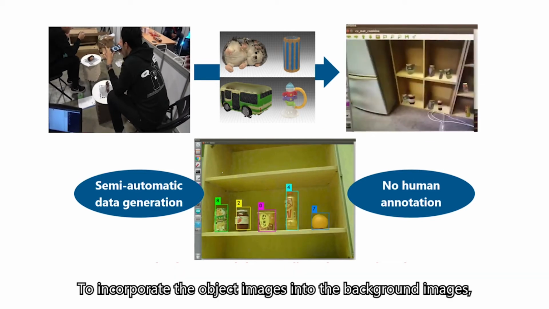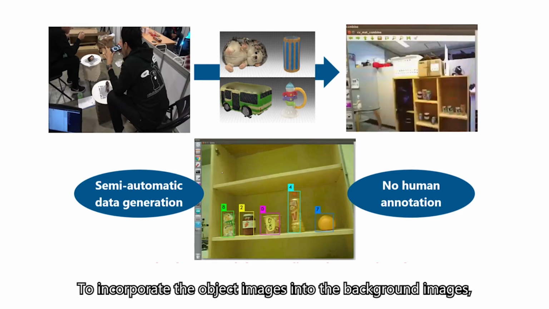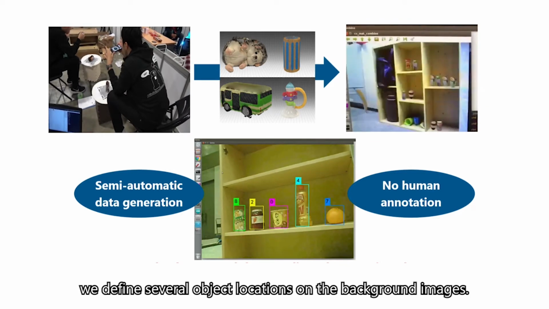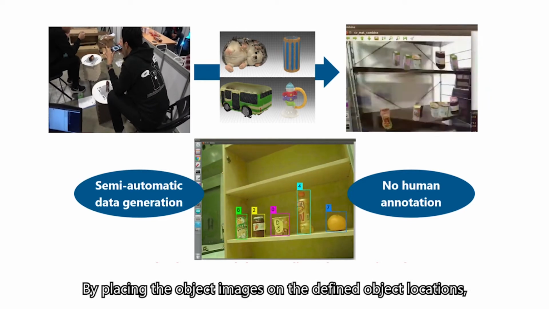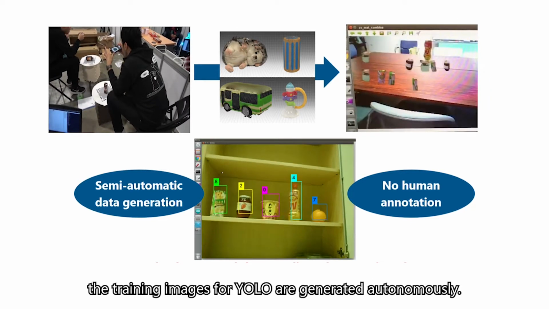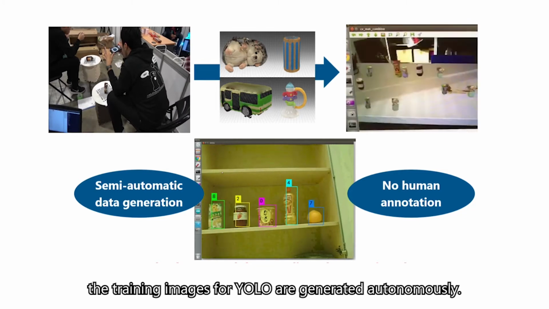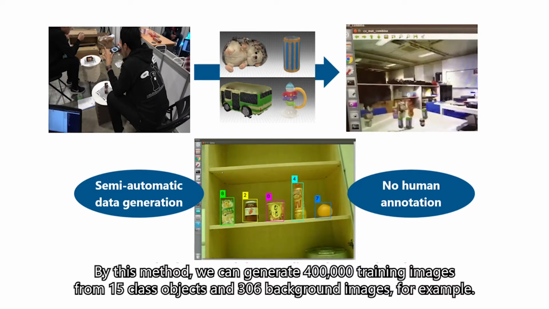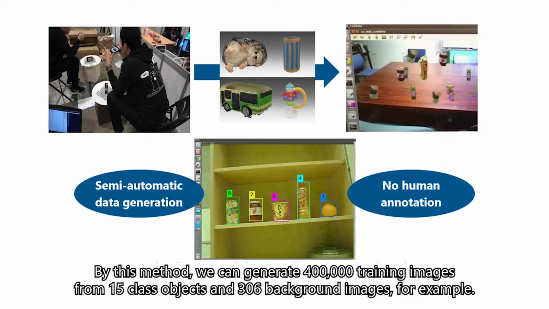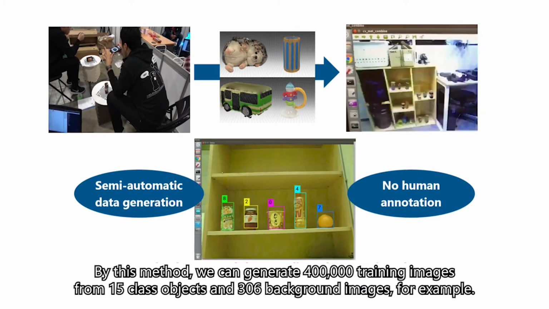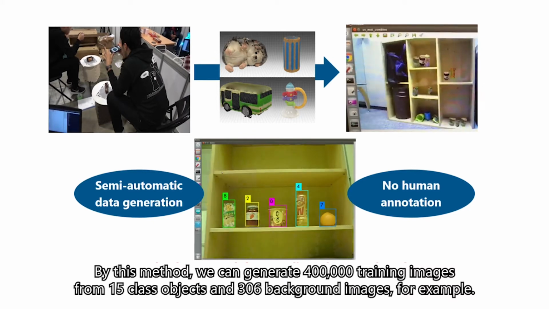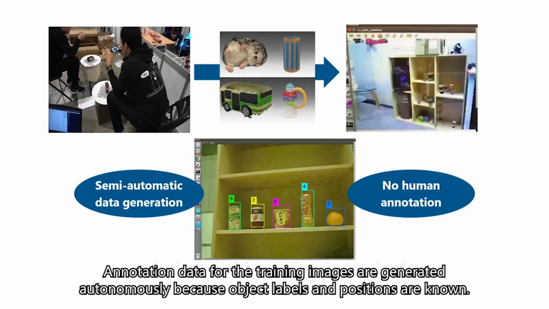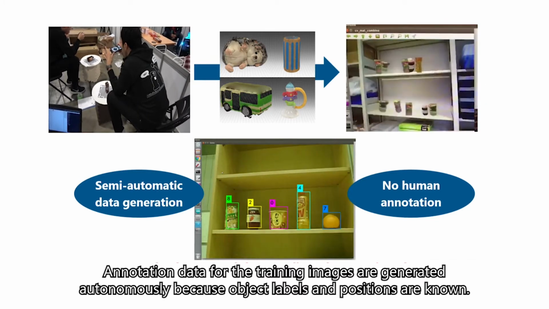To incorporate the object images into the background images, we define several object locations on the background images. By placing the object images on the defined object locations, the training images for YOLO are generated autonomously. By this method, we can generate 400,000 training images from 15 class objects and 306 background images, for example. Annotation data for the training images are generated autonomously because object labels and positions are known.